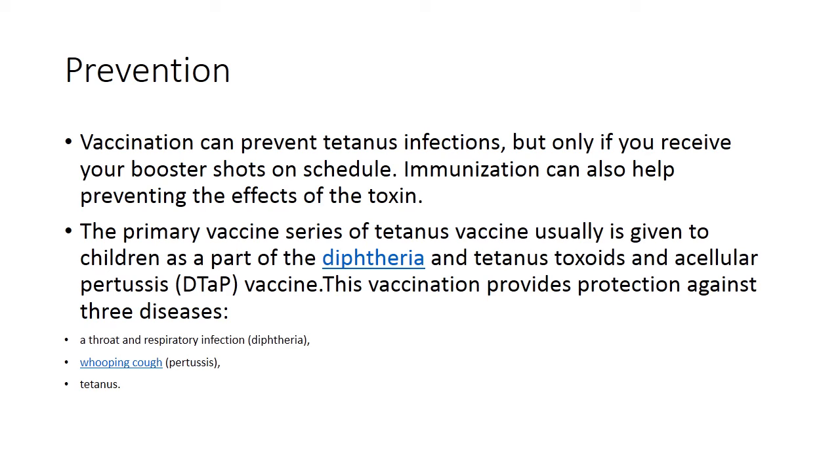We can prevent ourselves from this disease by taking booster shots on schedule. Immunization can also help prevent the effects of the toxin. The primary vaccine series of tetanus vaccine usually is given to children as a part of diphtheria and tetanus toxoids and DTaP vaccine. This vaccine provides protection against these three diseases: a throat and respiratory infection, that is diphtheria, whooping cough, that is pertussis, as well as tetanus.